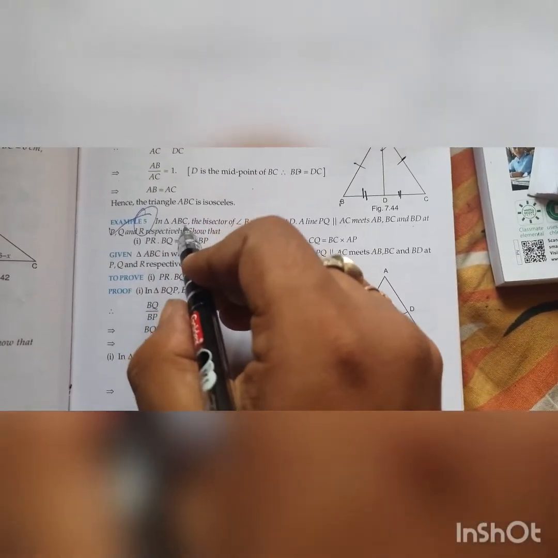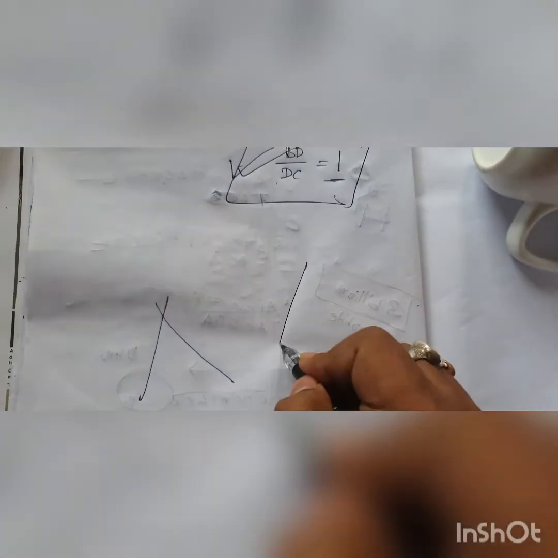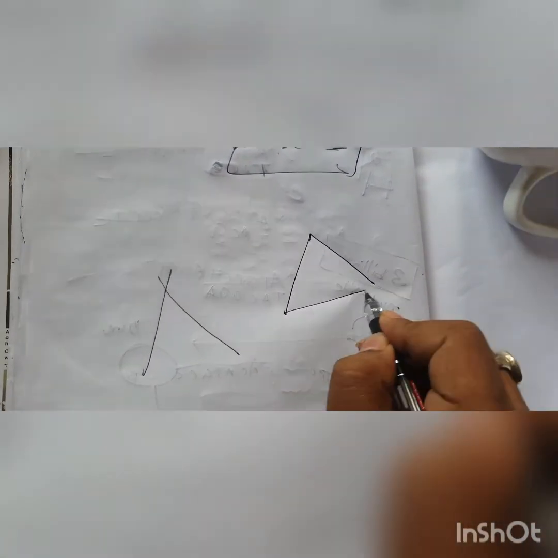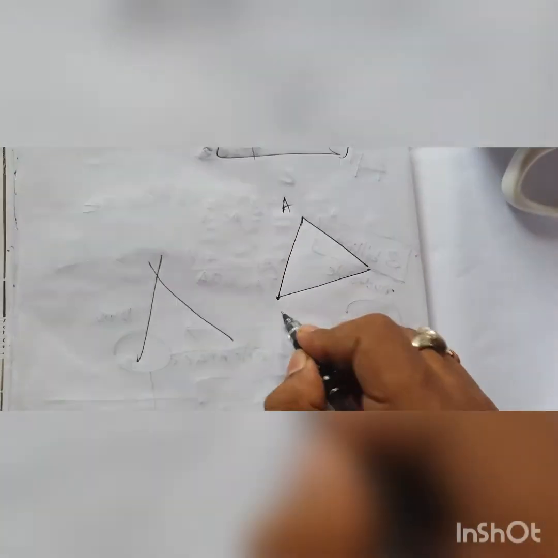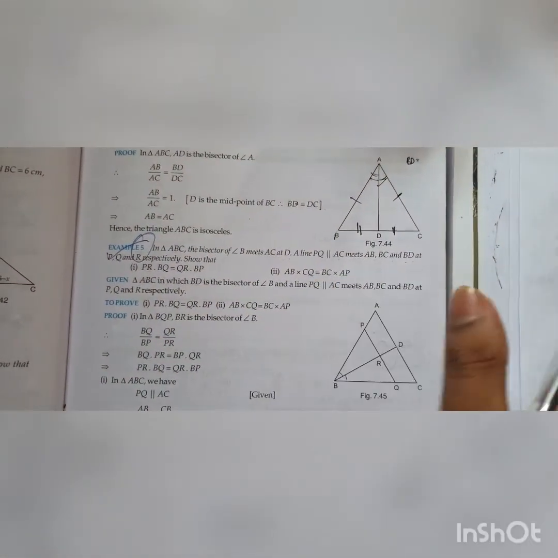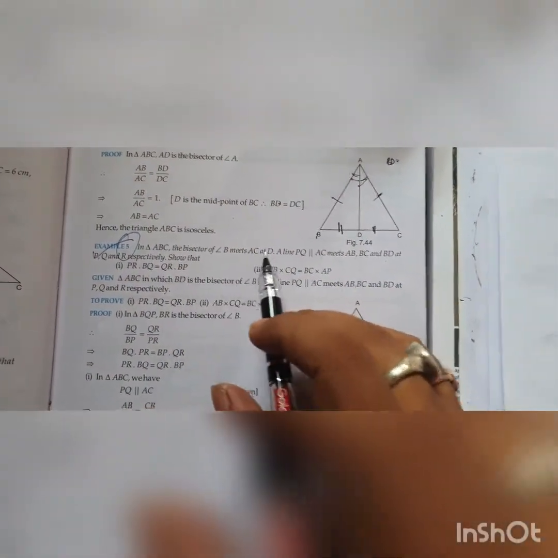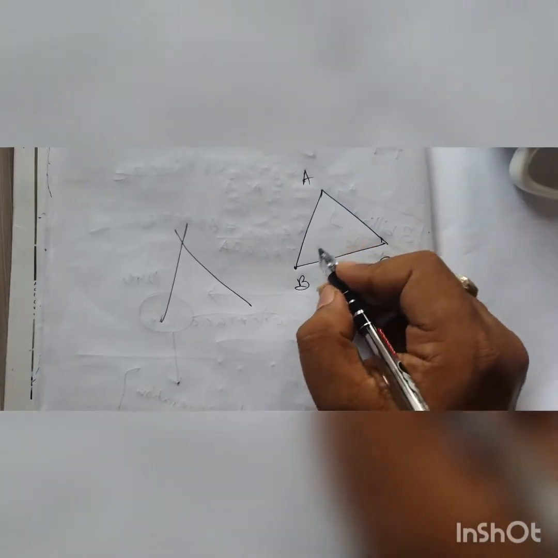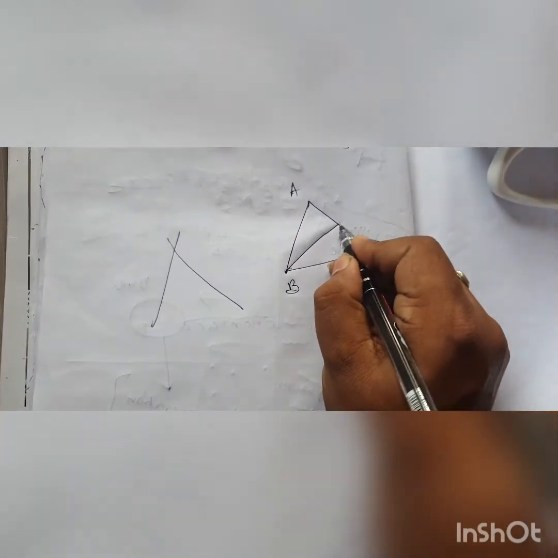When they say that in a triangle ABC, you have to imagine a triangle ABC. This may be your diagram. You have to imagine a triangle ABC like this. Then what have they said? They have said the bisector of angle B meets AC at D.